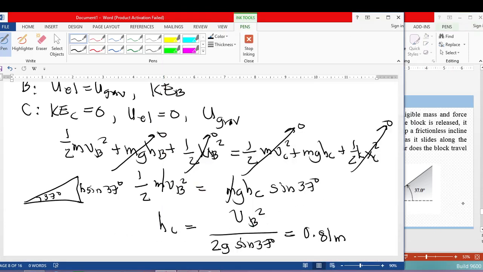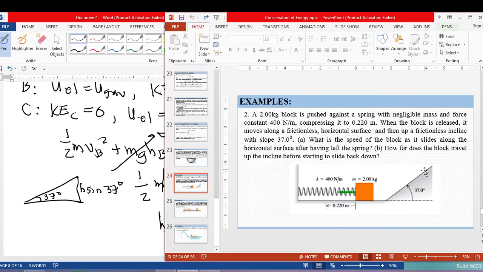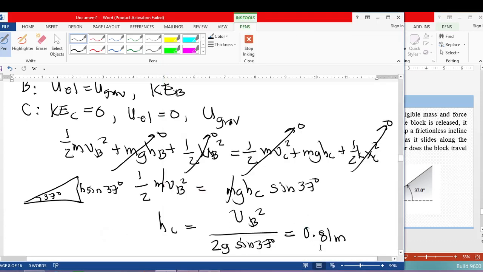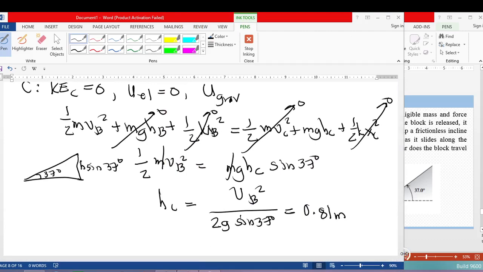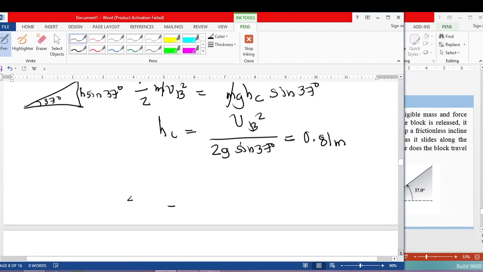Then after that, since it is frictionless, it will slide back again. Once your block reaches 0.81 meters along this slope, it will stop, then slide back. All of the gravitational potential energy will now increase to kinetic energy, and then the kinetic energy will decrease as there is elastic potential energy, then it goes back to where it started. It is reversible because of the spring force.